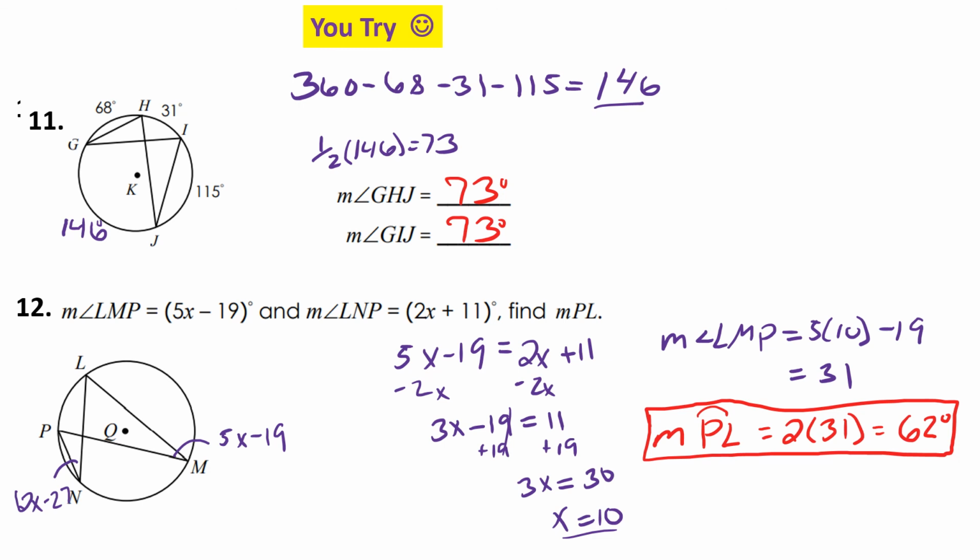You should have gotten 73 for number 11 for both of those angles. And the measure of arc PL is 62 degrees. Hopefully you got the answers correct. If not, go ahead and just pause the video and analyze my work here a little more.